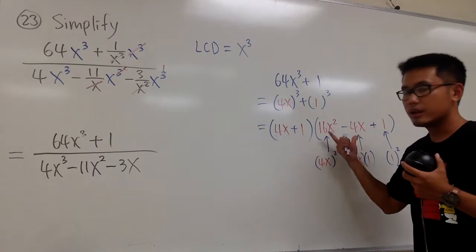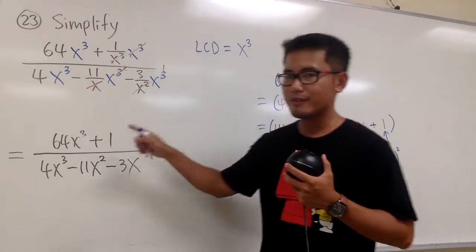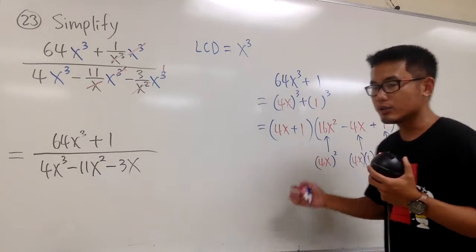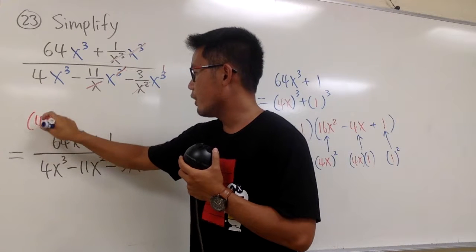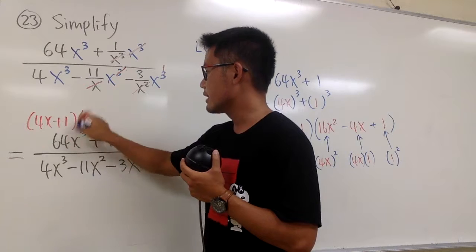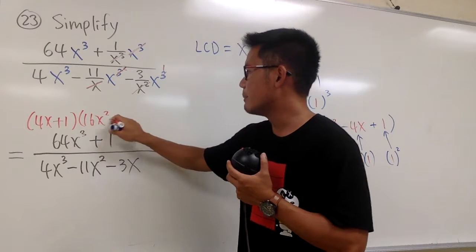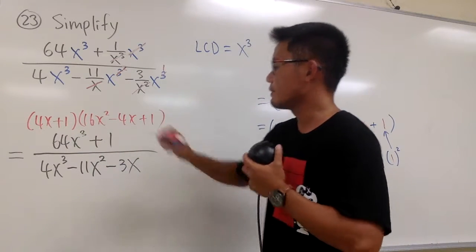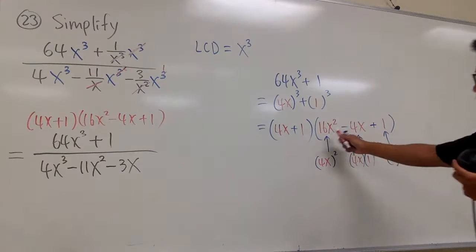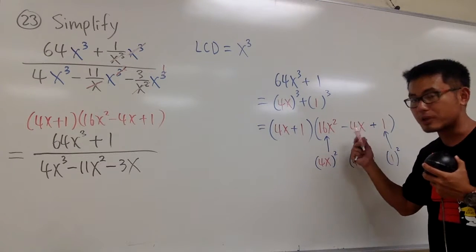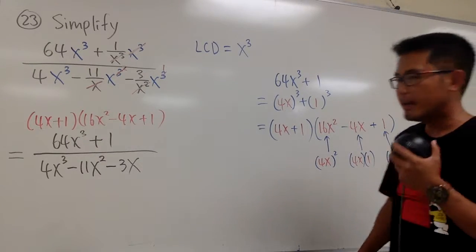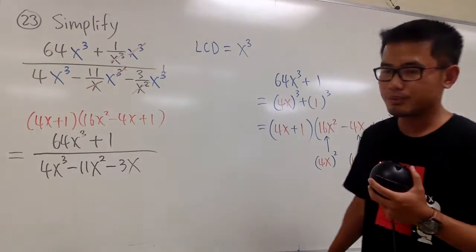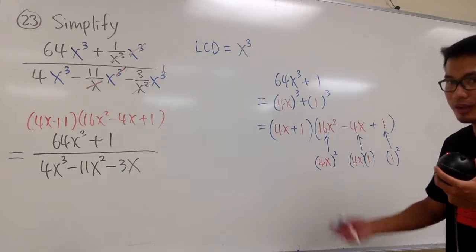Therefore, this right here is the factor for that, okay? And I will just put this down right above it. So we will have 4x plus 1 times 16x squared minus 4x plus 1. Notice that we stopped it right here. The formula stops right here because it's not factorable. We just leave it as how it is. And now for the bottom, is there anything that we can do? I think so as well.